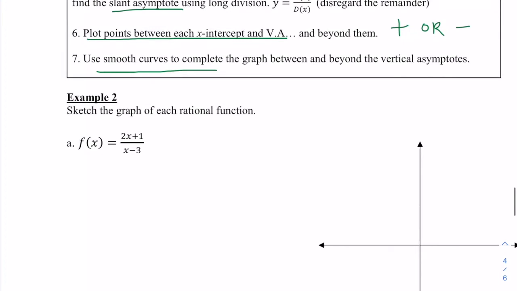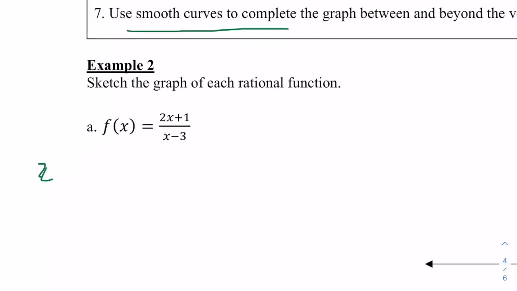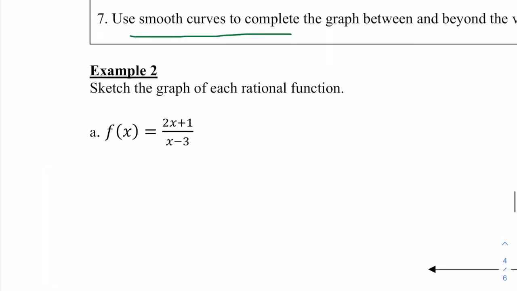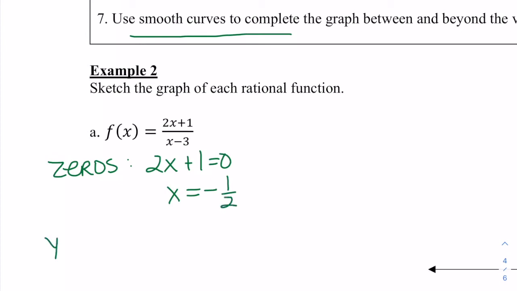All right, let's sketch this graph. 2x plus 1 over x minus 3. So when we consider the zeros, we're going to set the numerator equal to 0. So we know that 2x plus 1 equals 0, so x must equal negative 1/2. Now let's find the y-intercept. So f of 0, when you plug in 0, you'll just get 1 over negative 3.